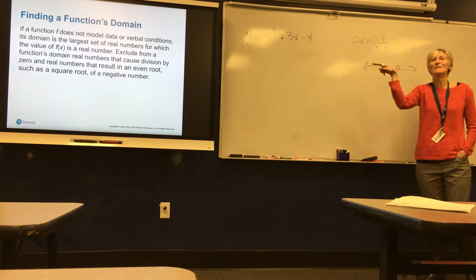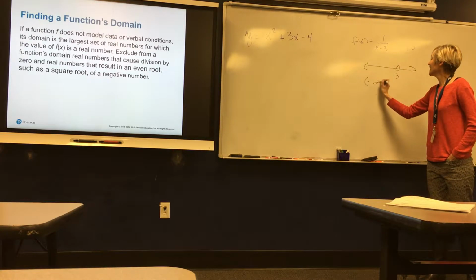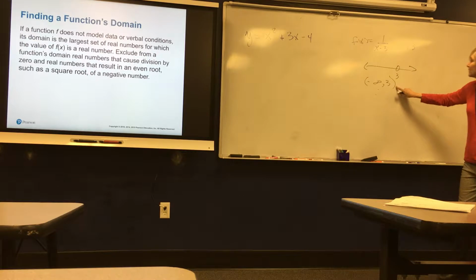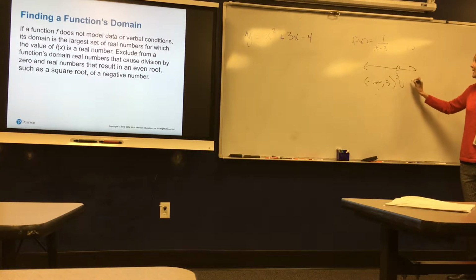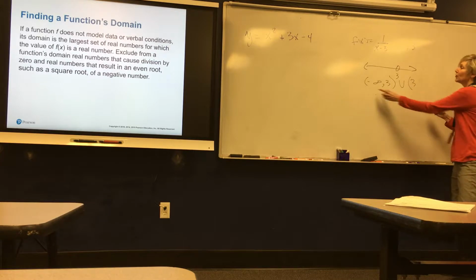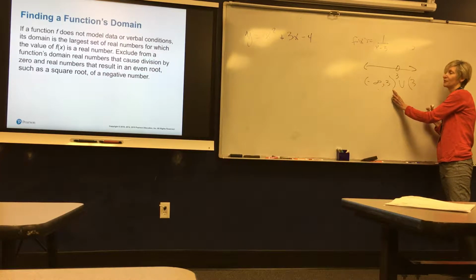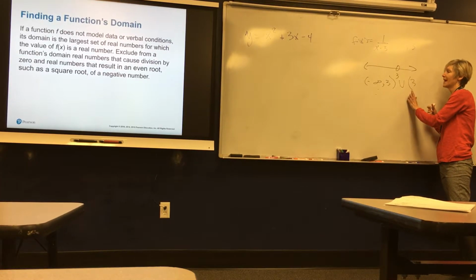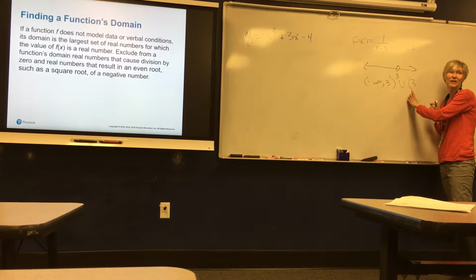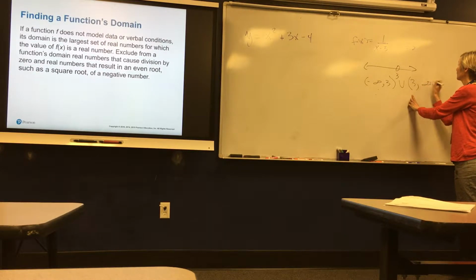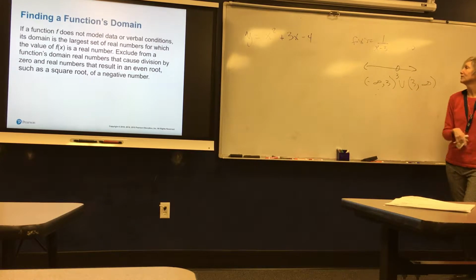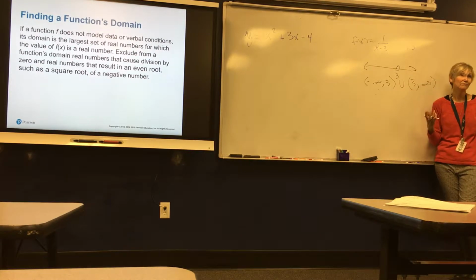Kimberly, is that what you were doing? So negative infinity, and you go all the way to 3, but you're going to use a parenthesis because parenthesis means it does not include the 3, in union with, and then start back up. So you're going all the way to 3, stopping at 3 and not including 3, and then you start back up, not including 3, and going on and on to infinity. So that means all real numbers except 3.